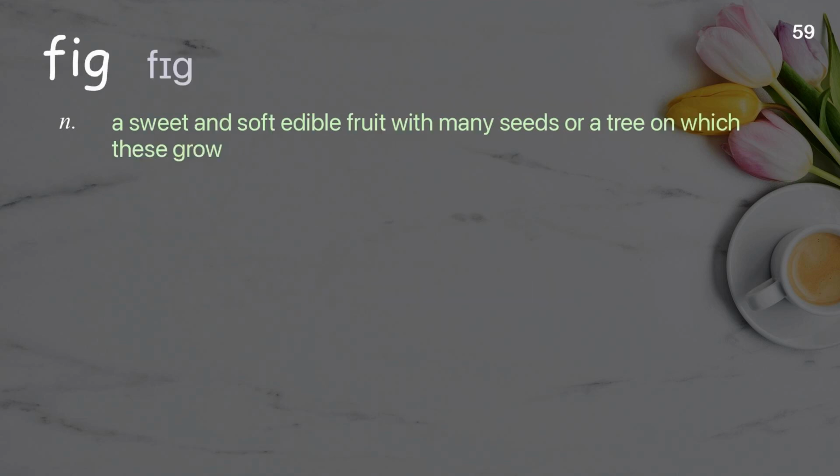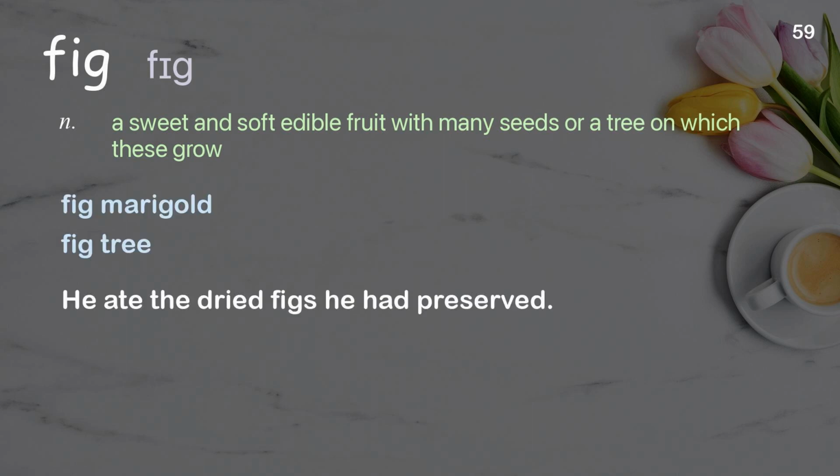Fig. A sweet and soft edible fruit with many seeds, or a tree on which these grow. Examples: fig marigold. Fig tree. He ate the dried figs he had preserved.